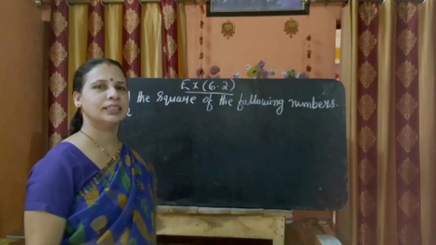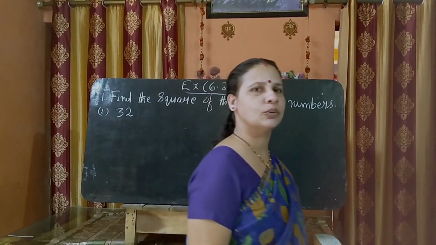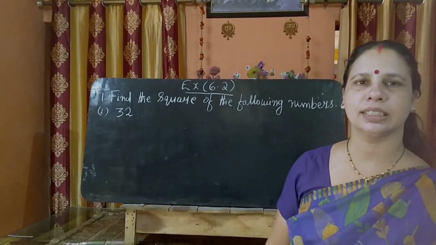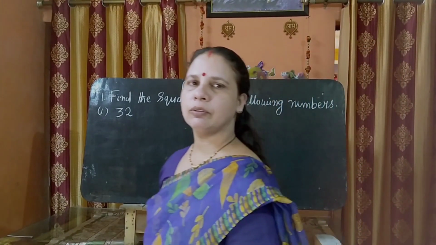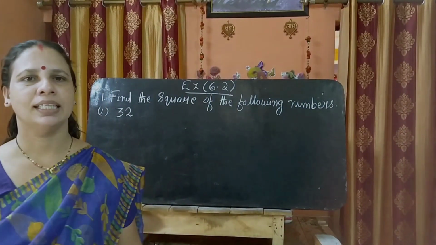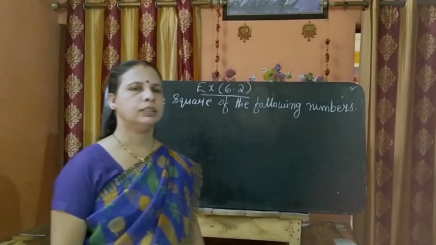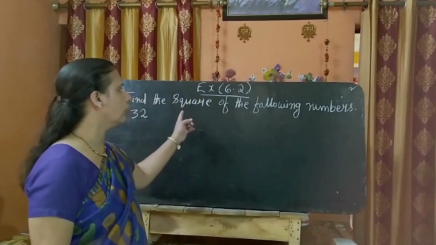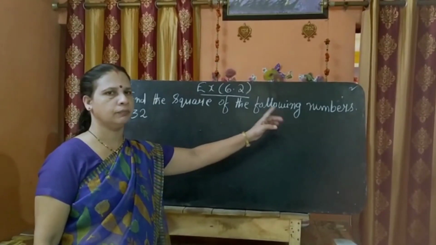Good morning, students. Today we are going to solve questions from exercise 6.2. You have to copy down the questions and answers. First question is, find the square of the following numbers.